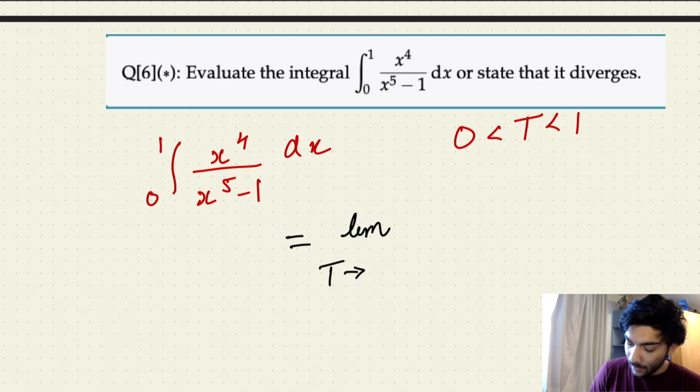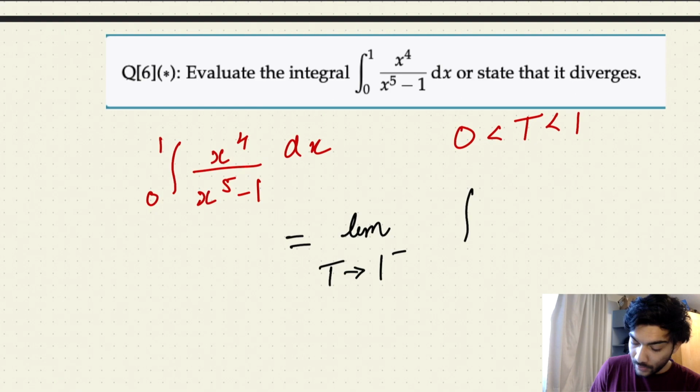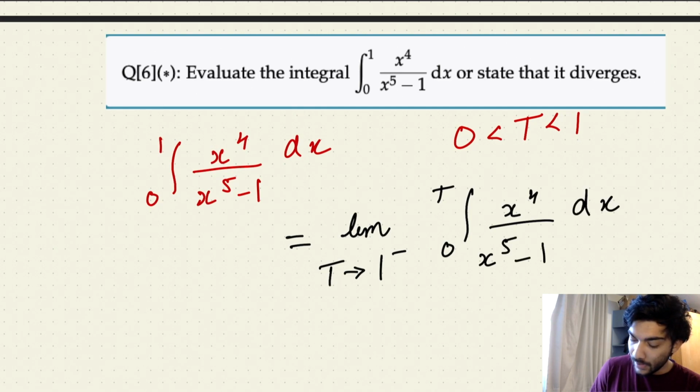So our new variable t lies between 0 and 1, and for calculating this, we'll have to calculate the limit capital T approaches b minus, so b is 1. Capital T approaches 1 minus is basically the left hand neighbor of 1, which means you are approaching 1 from the left hand side, very close to 1. So you are solving the limit as capital T approaches 1 minus for the integral from 0 to capital T of x to the power 4 upon x to the power 5 minus 1 dx.